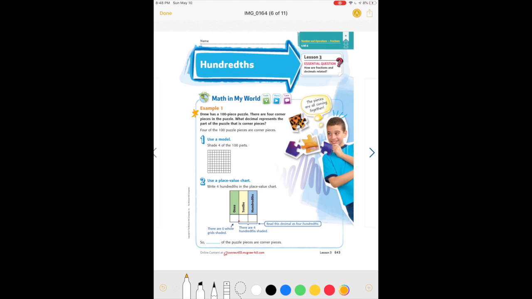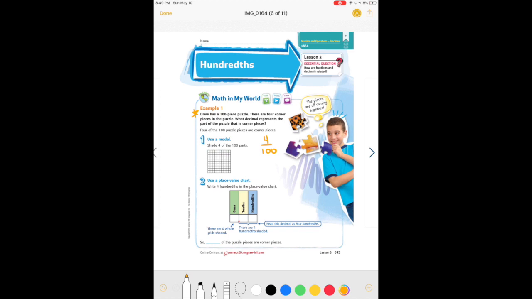Drew has a 100-piece puzzle. There are 4 corner pieces in the puzzle. What decimal represents the part of the puzzle that is a corner piece? So 4 out of 100 puzzle pieces are corner pieces. If I wrote it as a fraction, it would be 4 out of 100. Use a model. Shade 4 out of the 100 parts.